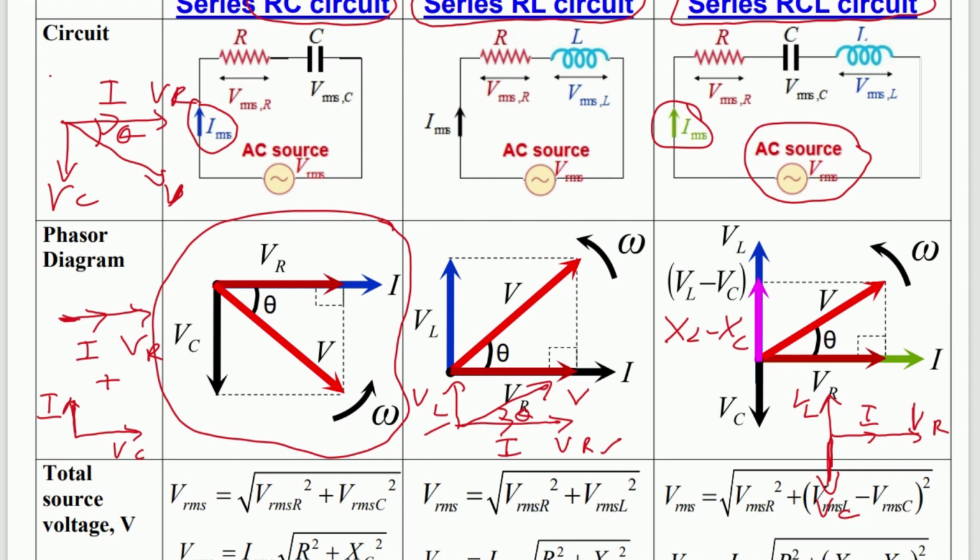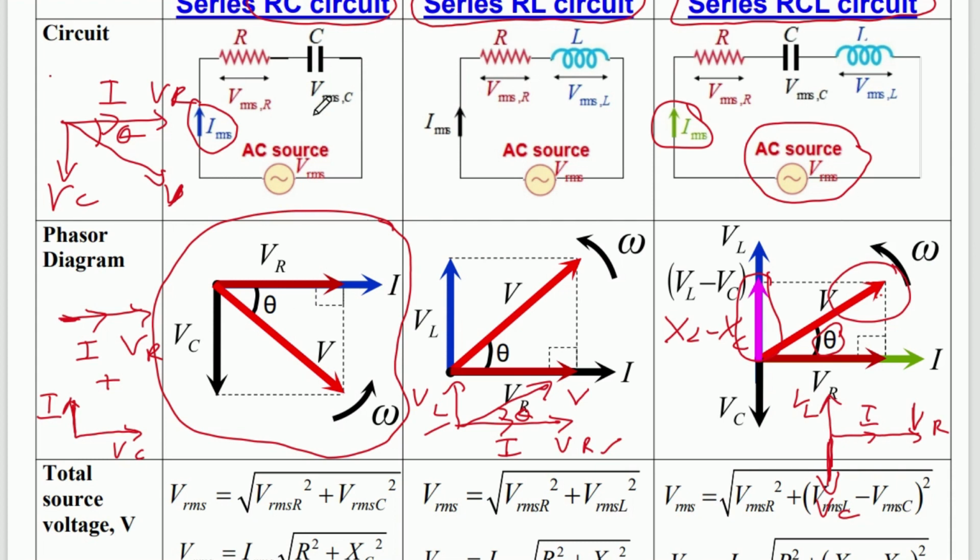So in this circuit, the value given is VL larger than VC because XL is larger than XC. The resultant is here, the pink one. Because the resultant is here, the total voltage we will get is above, positive like this. So this is the total voltage, and this is the phase angle, or theta. So this is the RCL circuit phasor diagram.